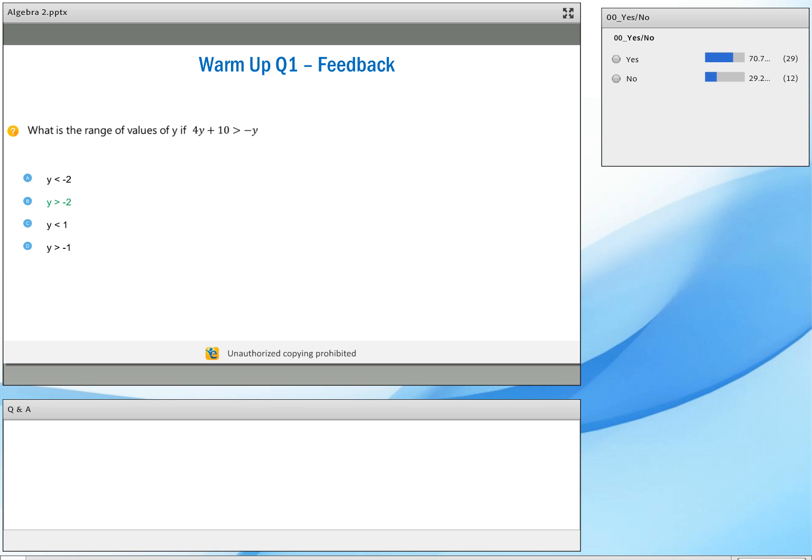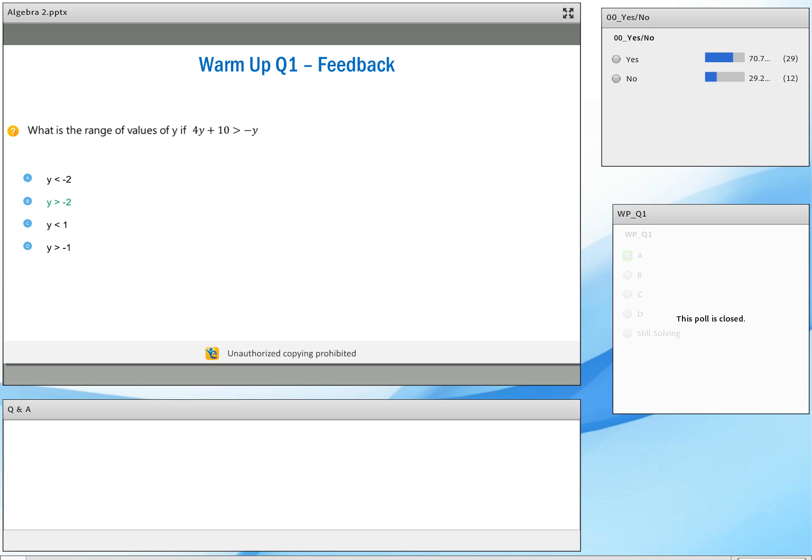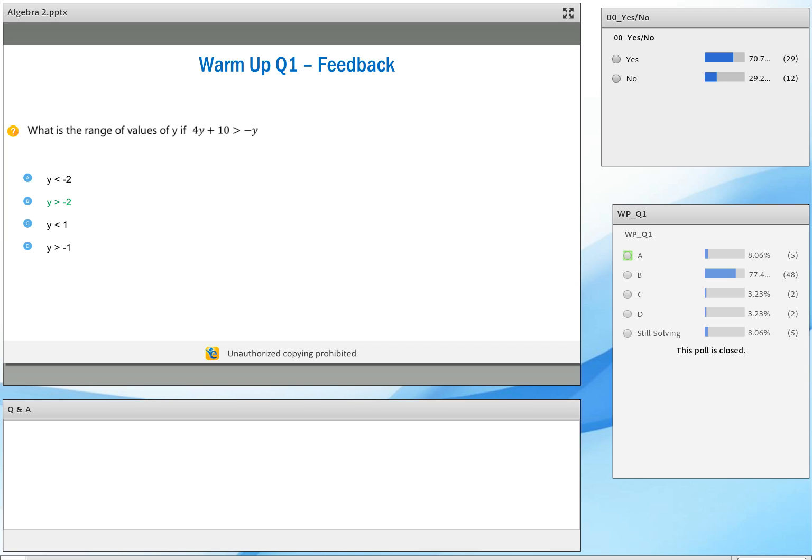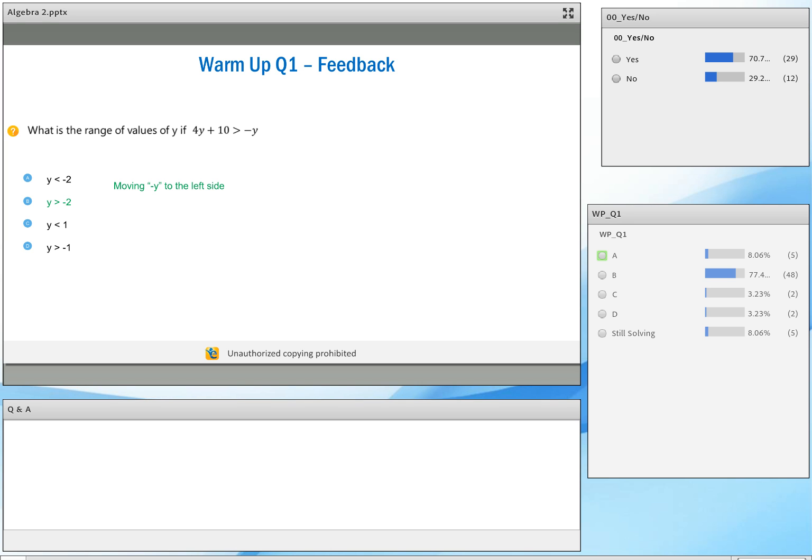For question number 1, your performance was pretty good. It was best amongst all the other questions. 77% of the class got the question correct, and this one is relatively straightforward. You move minus y to the left side, that way you collect all the like terms on the same side. You get 4y plus 10y plus y is greater than 0. Now you move 10 to the other side, you get 5y is greater than minus 10. You divide both sides by 5, you get y is greater than minus 2.